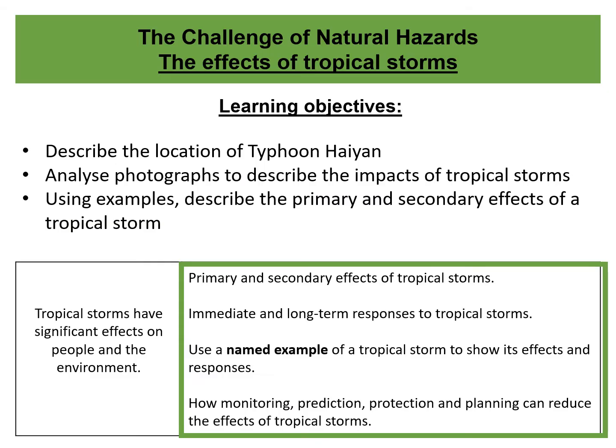So we're going to be focusing on Typhoon Haiyan, which happened in November 2013. And we're going to be analysing photographs to describe the impacts of Typhoon Haiyan, and then use examples to describe the primary and the secondary effects of Typhoon Haiyan.